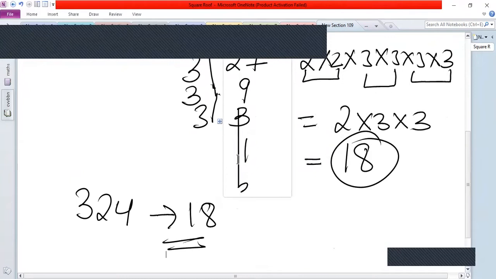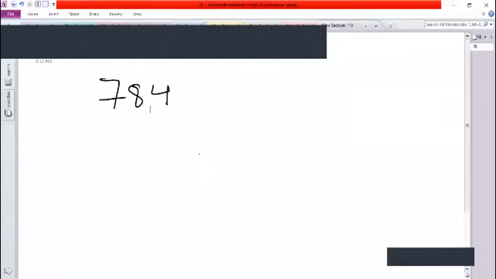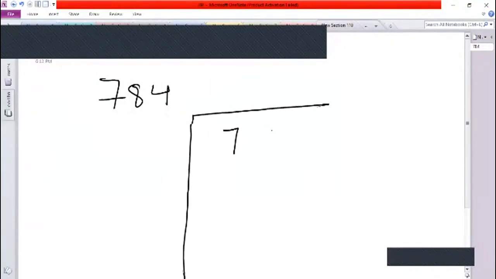Okay, now let's do the long division method, where you have a problem. For example, let's start with 784. I have to do the long division of 784. What are the steps? Actually, ma'am, I'm a little bit unclear on long division now. Okay, no problem. It's fine. I'm going to clear that.